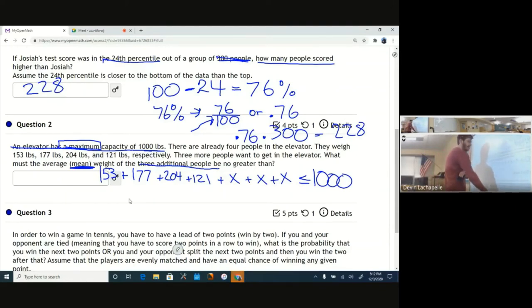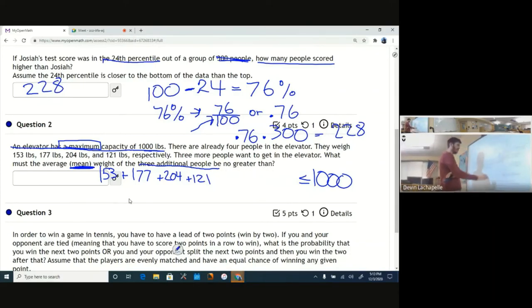But we actually don't know their individual weight. We just know that there's three of them together. So three times some weight. Okay. Let's go ahead. And this is all less than or equal to 1,000 because that's our maximum weight. Let's combine these like terms.